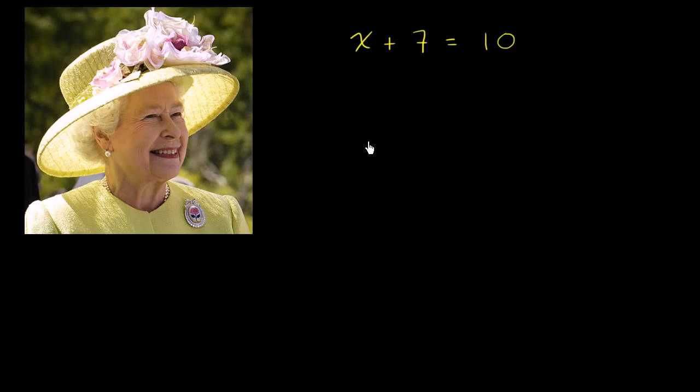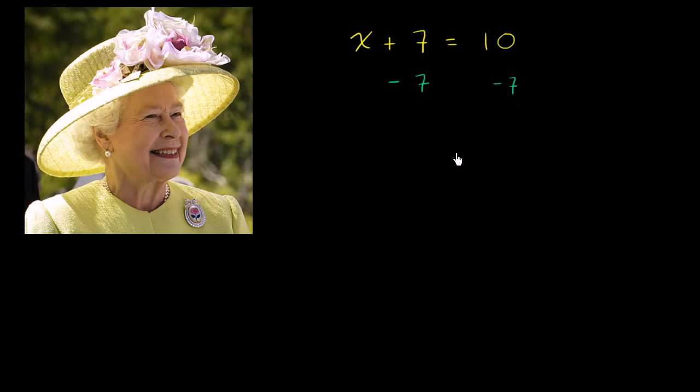And you might be able to figure it out in your head, but if you want to do it a little bit more systematically, you're like, well, all I want on the left-hand side is an x. Well, if all I want on the left-hand side is an x, I'd want to get rid of the 7. I want to subtract 7 from the left-hand side. But if I want to maintain an equality here, whatever I do to the left-hand side, I also have to do to the right-hand side.